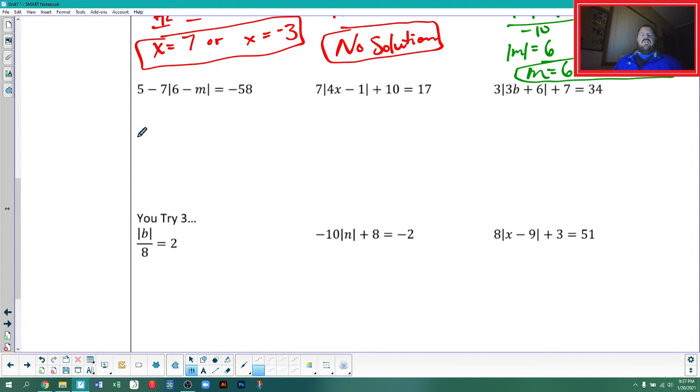We actually have to take it step by step, subtract the 5, and I get negative 7 times the absolute value of 6 minus m, and that's going to be a negative 63. Divide both sides by negative 7, and I have the absolute value of 6 minus m equals positive 9. Okay. Split it apart.